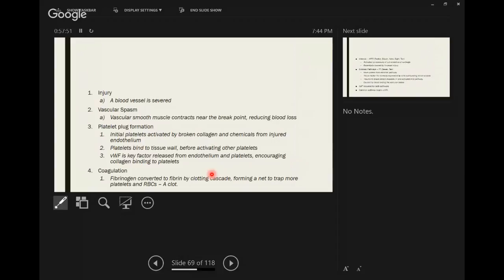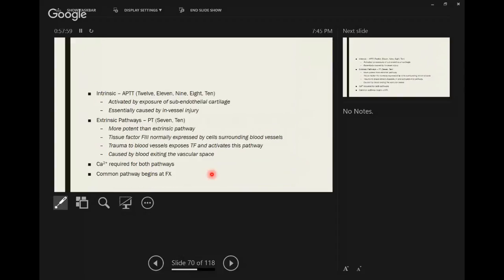And then you get coagulation. Fibrinogen is converted to fibrin by the clotting cascade. It forms a net to trap more platelets and RBCs, which is a clot. That's kind of all you need to know about it.